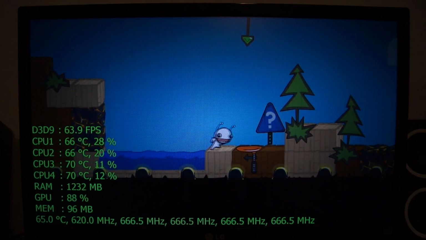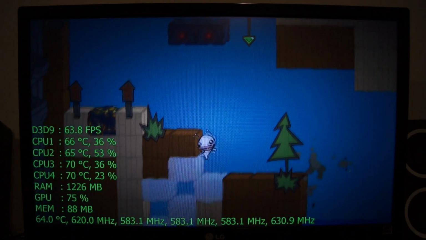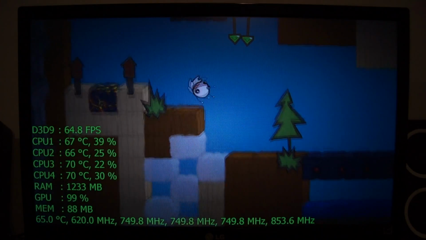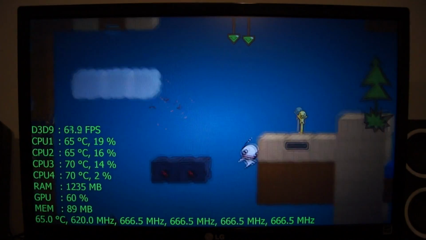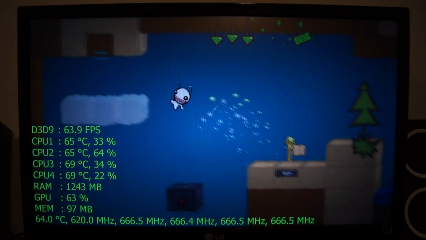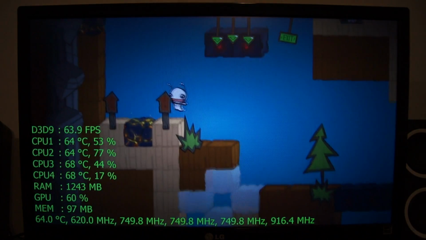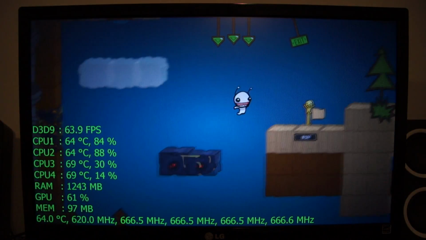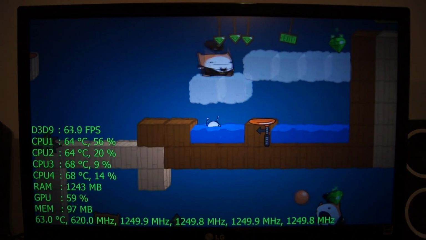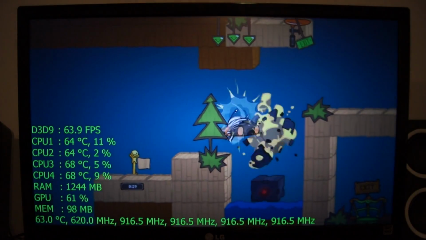So I can already see that the frame rate is in the 60s, which is very good. I can actually see some screen tearing, so that's a good sign. This actually runs better than Castle Crashers. I'm pretty impressed with the frame rate actually. So 60 frames per second and higher.